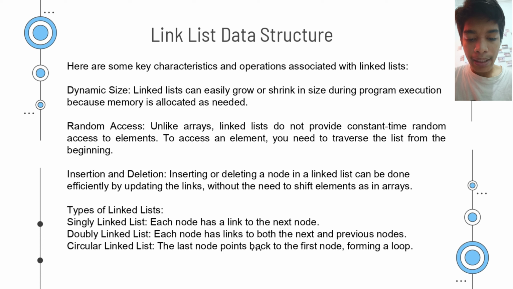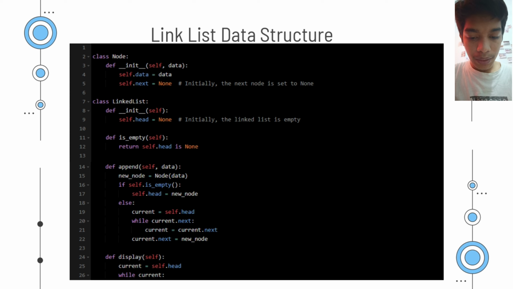The types of linked list: singly linked list, where each node has a link to the next node. Doubly linked list, where each node has links to both the next and previous nodes. Circular linked list, where the last node points back to the first node, forming a loop. Okay, this is about the operations used in coding linked list data structure. Now we're gonna go to the example of the linked list data structure.